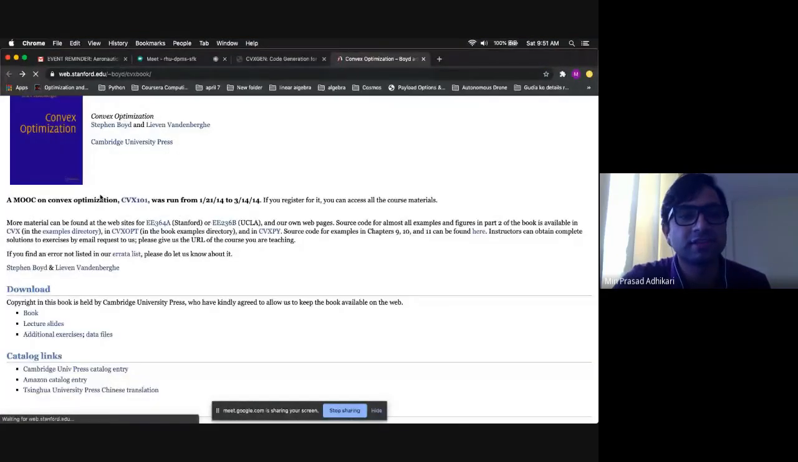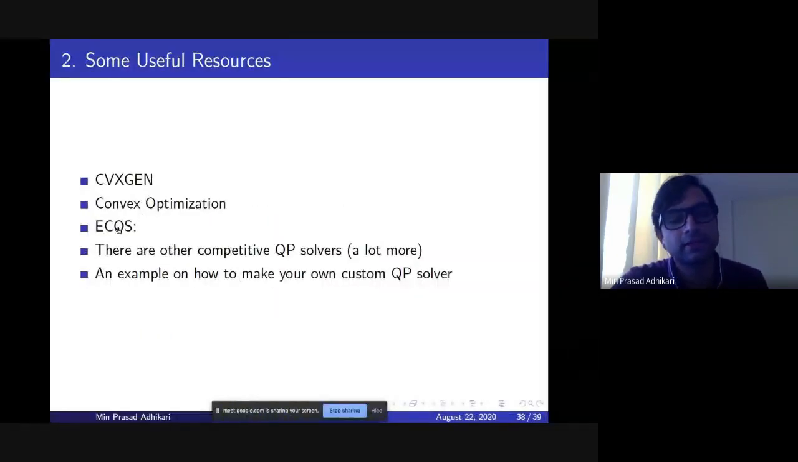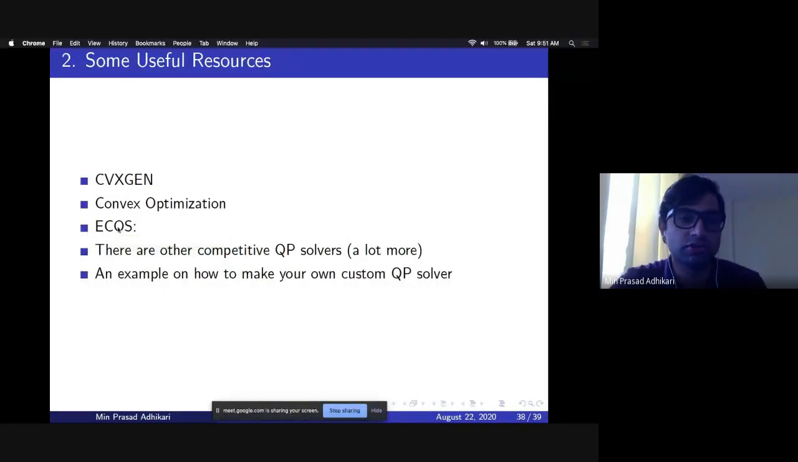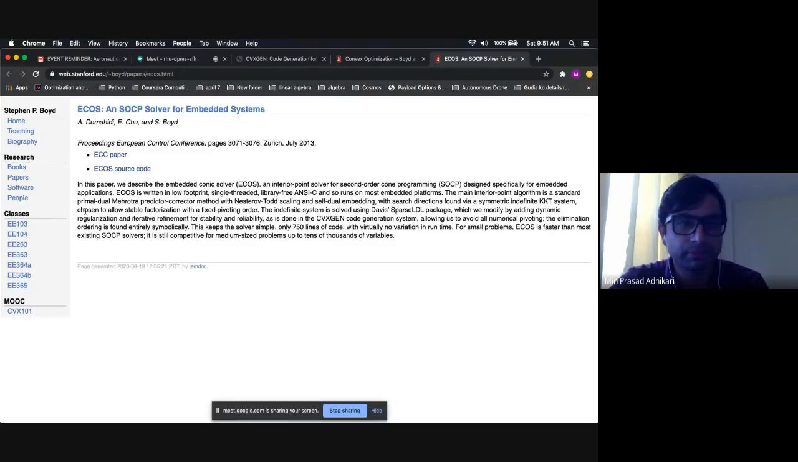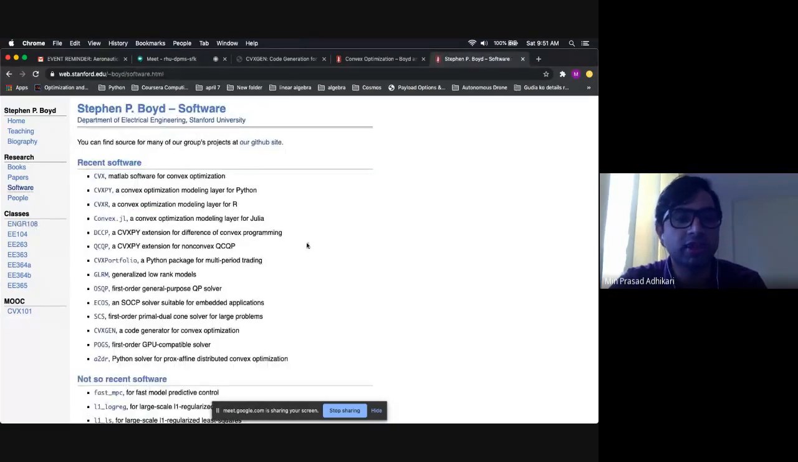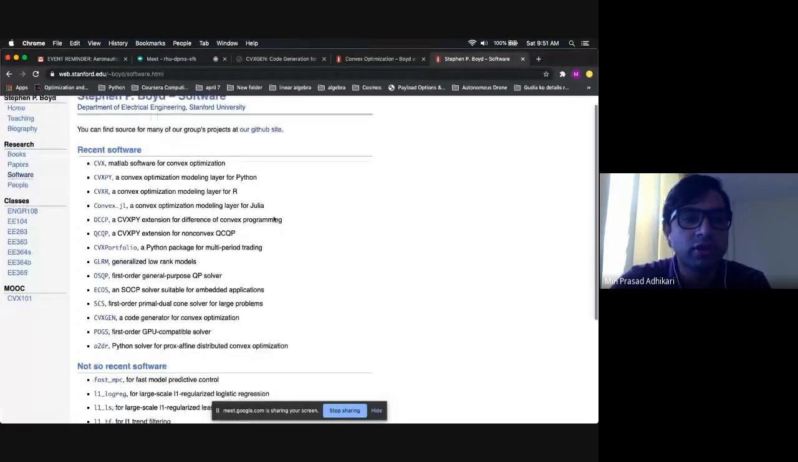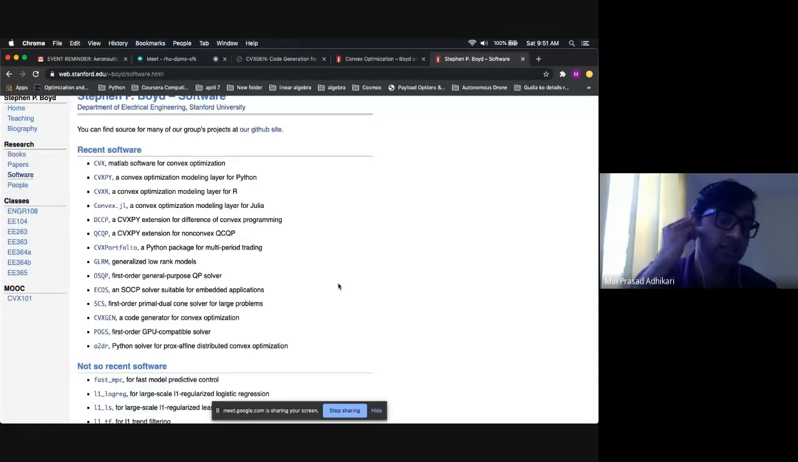Sorry about this. And there's another solver like ECOS, which I think you can download from here. Actually, there are a lot of other solvers developed by the team of Professor Stephen Boyd. Even CVXGN is here, and I have used ECOS as well in my thesis to compare the results, and this is really a good solver as well.